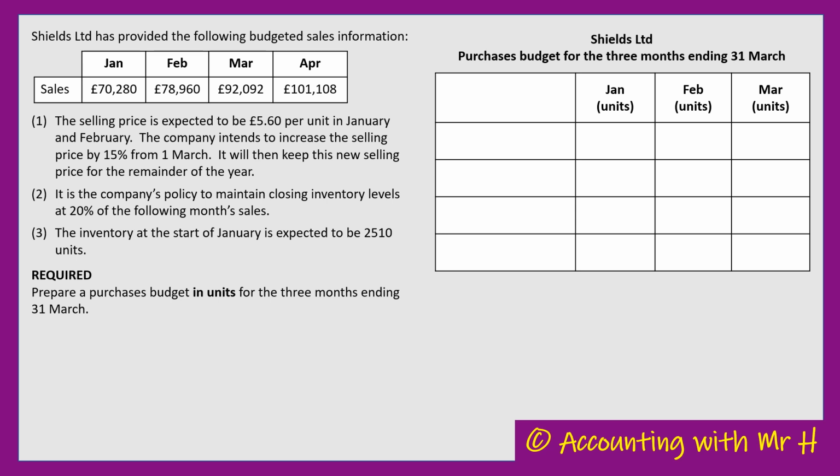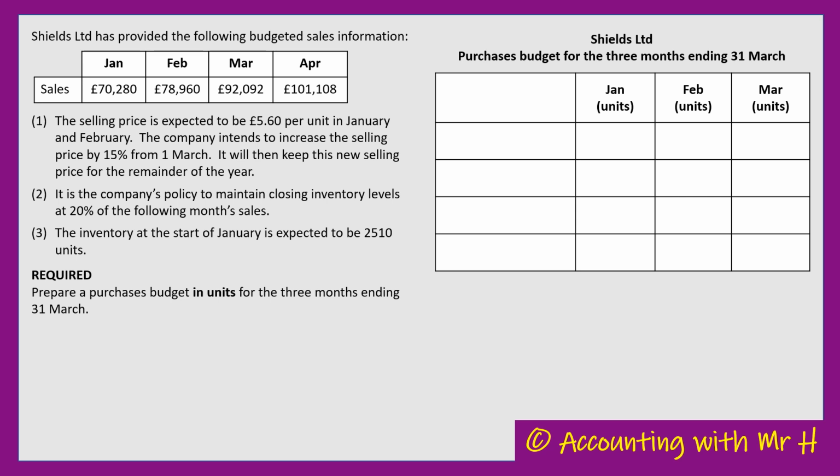Let's get into the first question then. So this one here, let's scan down the left-hand side. Shields Limited has provided the following budgeted sales information, and I can see I've been given the budgeted sales revenue for the 4 months up to April. And then point number one, the selling price is expected to be £5.60 per unit in January and February. The company intends to increase the selling price by 15% from the 1st of March. It will then keep this new selling price for the remainder of the year.